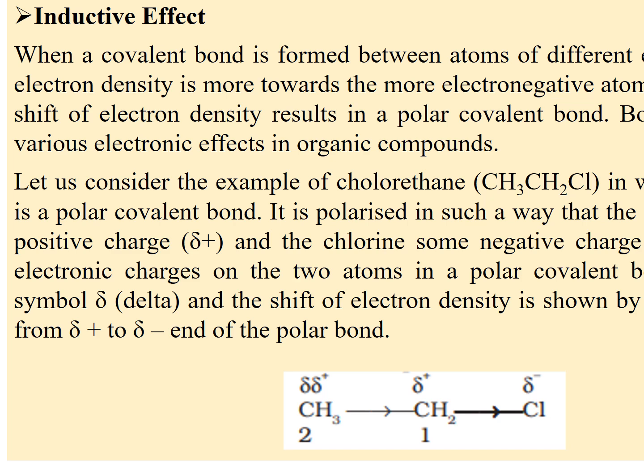Let us consider the example of chloroethane, in which the C-Cl bond is a polar covalent bond. It is polarized in such a way that carbon 1 gains some positive charge and chlorine has a negative charge. This is because the electronegativity of chlorine is more than the carbon atom. The fractional electronic charges of the two atoms in a polar covalent bond are denoted by delta positive and delta negative, and the shift of electron density is shown by the arrow that points from delta positive to delta negative of the bond.